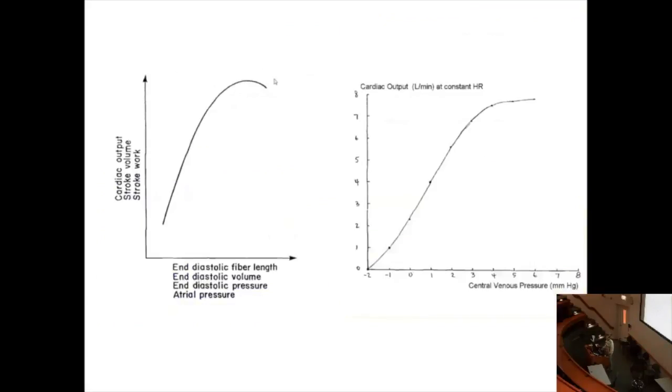So when you see right atrial pressure and you see left output, bear in mind that we are assuming that there's a relationship there as if we were saying left atrial pressure.